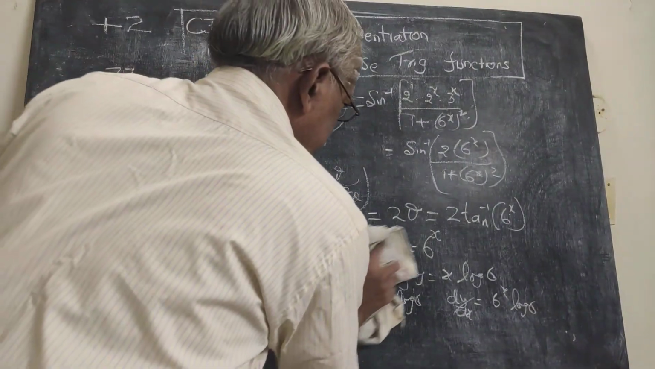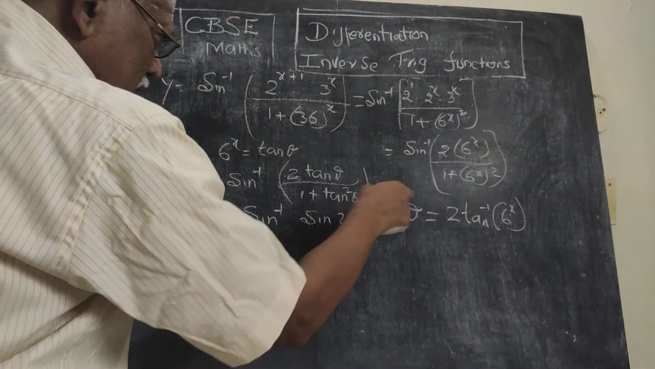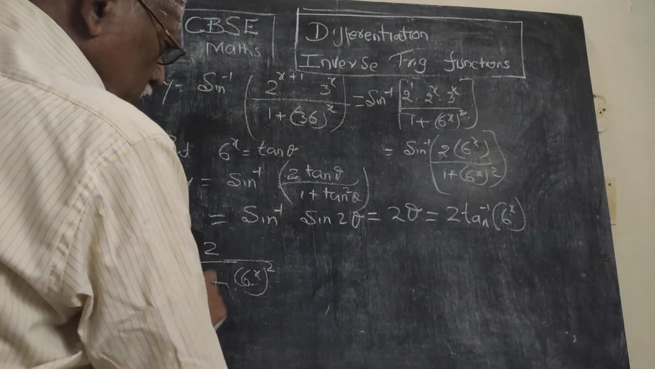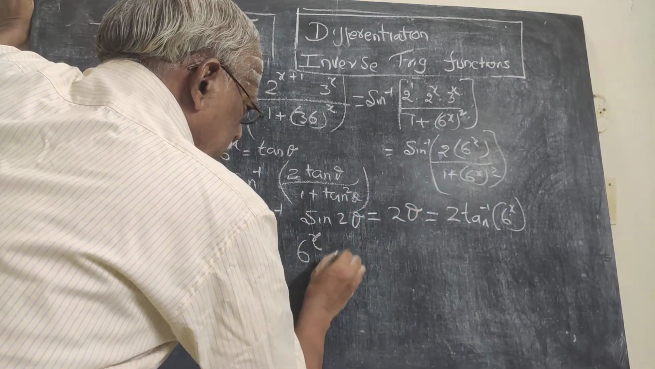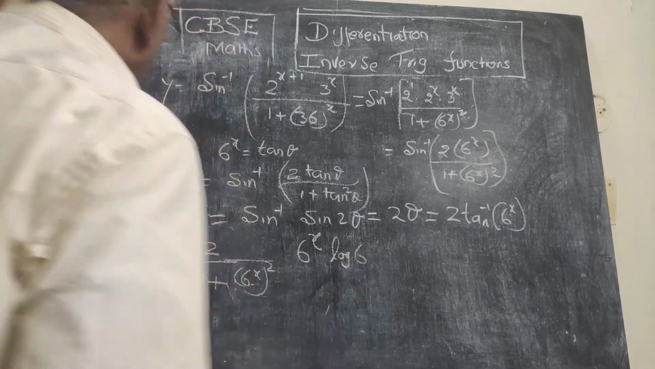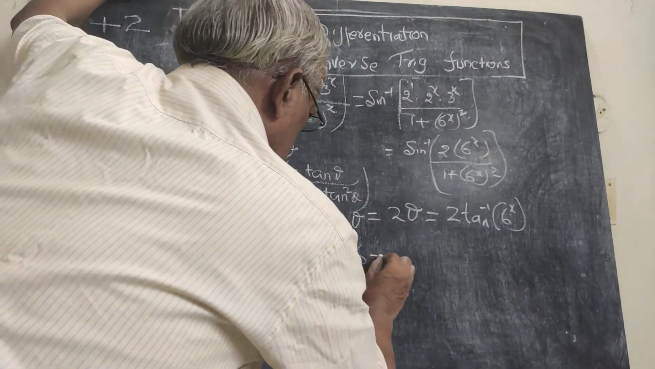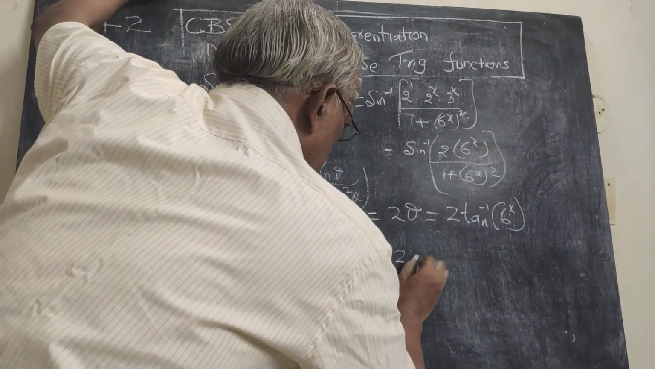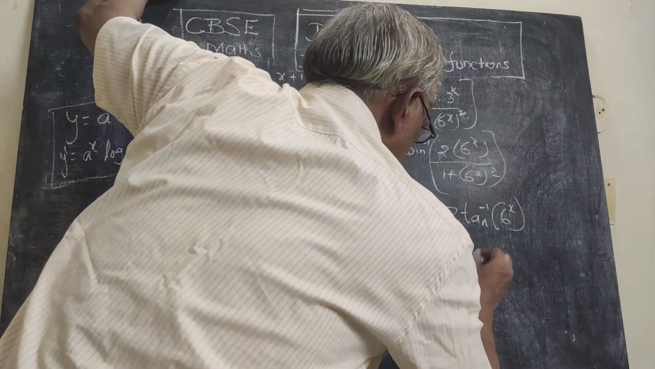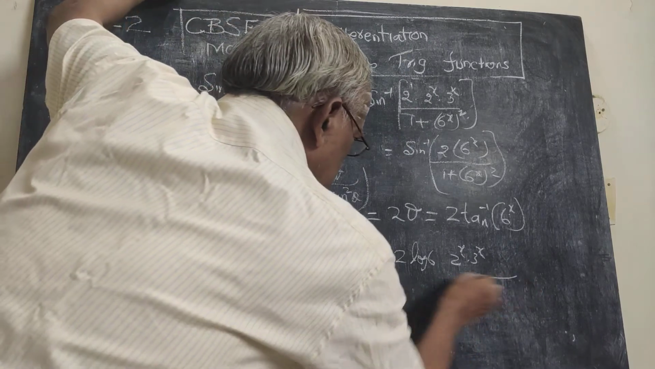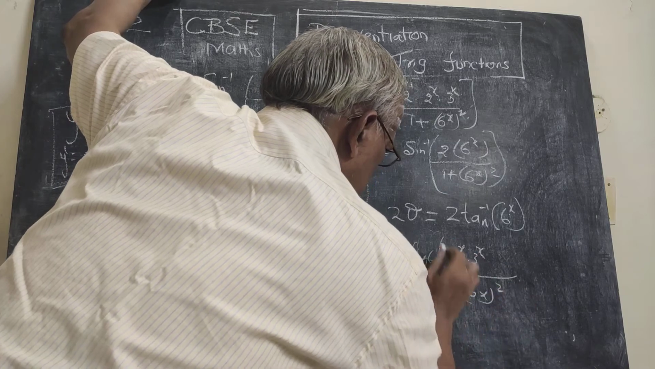So that part should come here. So 2 times tan inverse of this, 1 by 1 plus x square, and that 6 power x will become 6 power x log 6, a power x log a. Now that is equal to, you can leave it as it is, or you can also write 2 times log 6, this 2 power x and 3 power x divided by 1 plus 6 power x the whole square.